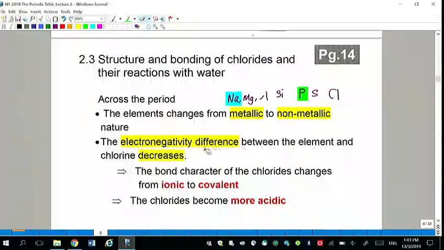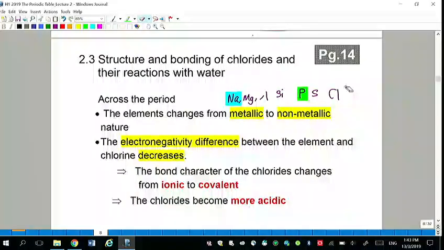Can see? Because of this, it will affect the type of bonding that the compound can have. For sodium and chlorine, because the difference in electronegativity is large, the type of bonding is ionic. This is what you learn in O level, am I right? Metal and non-metal will form ionic bonding. Then if I compare phosphorus and chlorine, there is a smaller difference in electronegativity, and the type of bonding will become covalent.